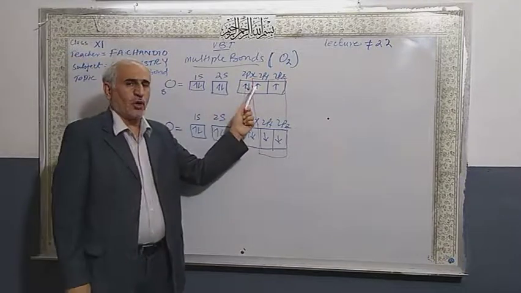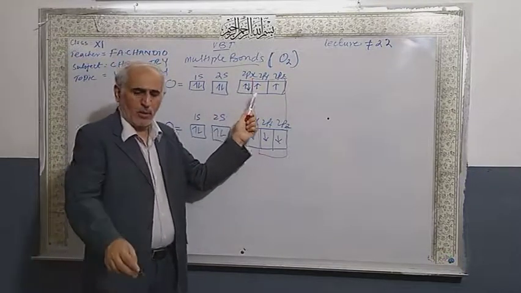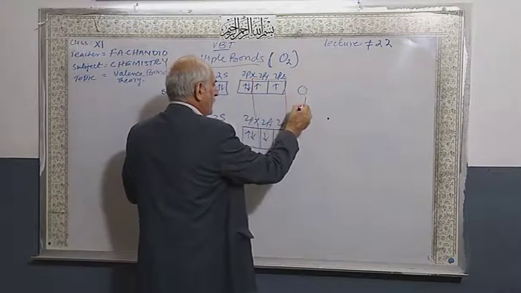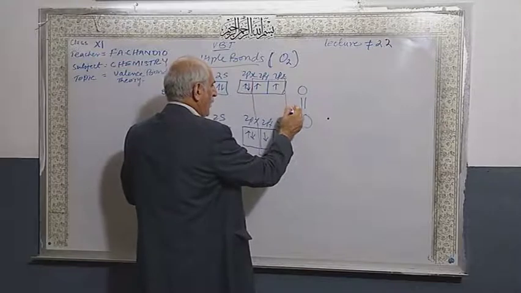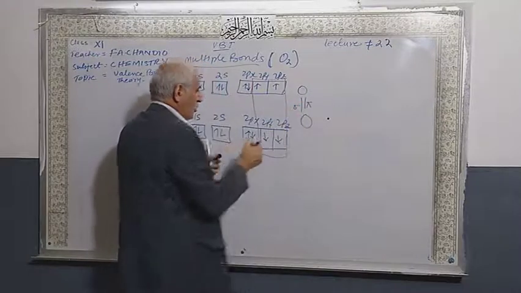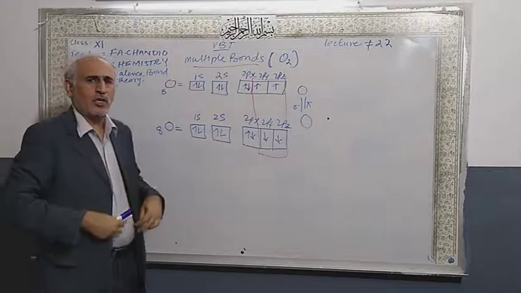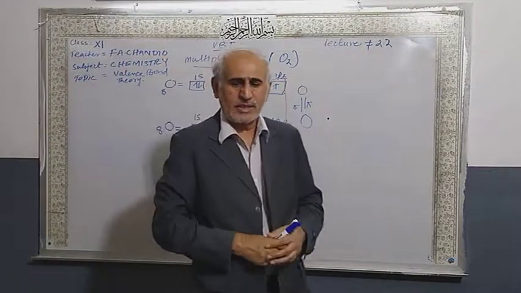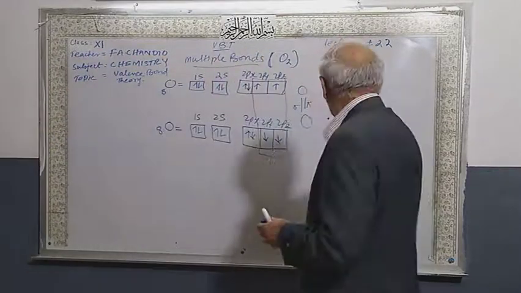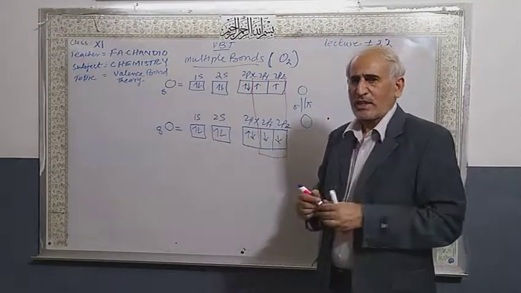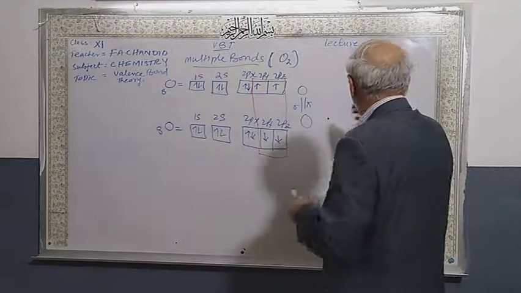So the first bond formed is a single sigma bond, a single covalent bond, and the second bond is called a double covalent bond, and we call it a pi bond. So there is a sigma bond and a pi bond between oxygen and oxygen atom. This is the structure of oxygen. If you want to draw the structure, it is like this.